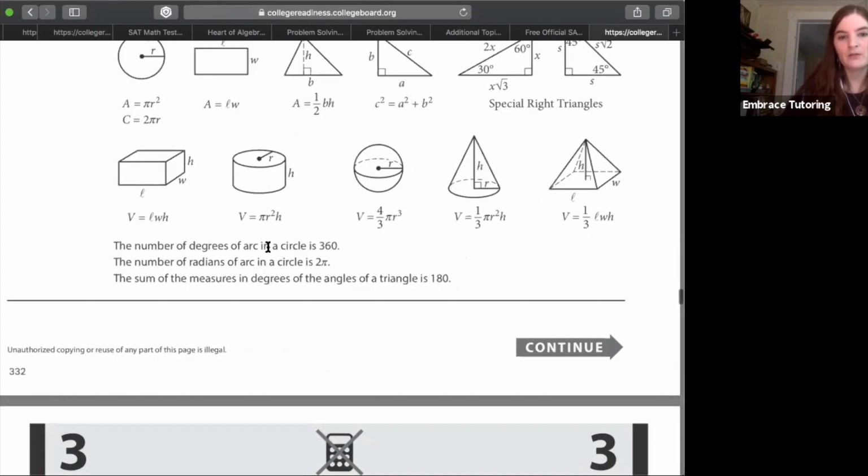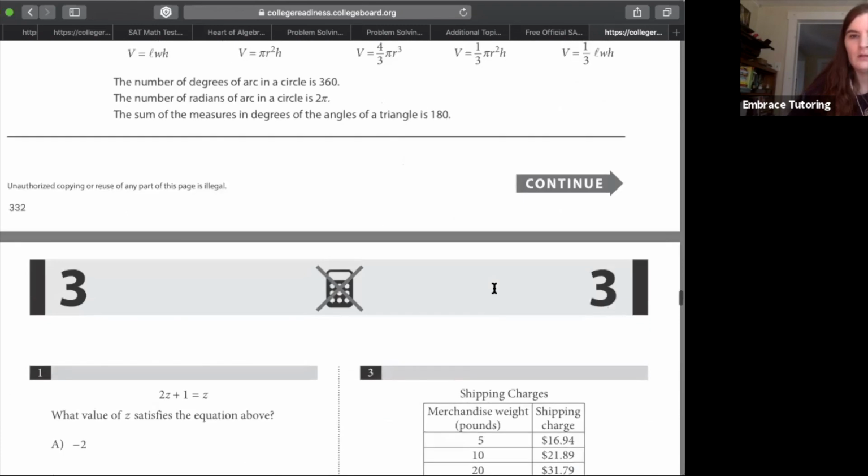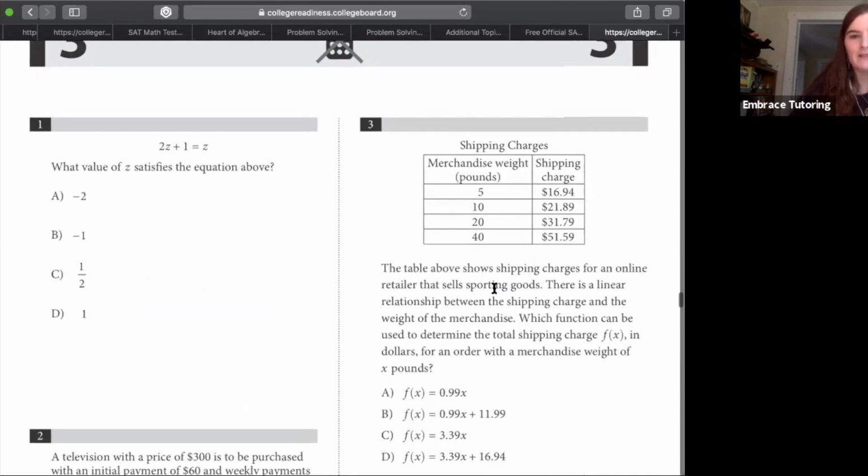The number of degrees of arc in a circle is 360. So remember to read this kind of wordy section down at the bottom here, because it has key information. Like I think one of your practice test questions last week or the week before involved degrees and angles of a triangle, in which case this last one came to be very important. Did anyone have any specific questions?